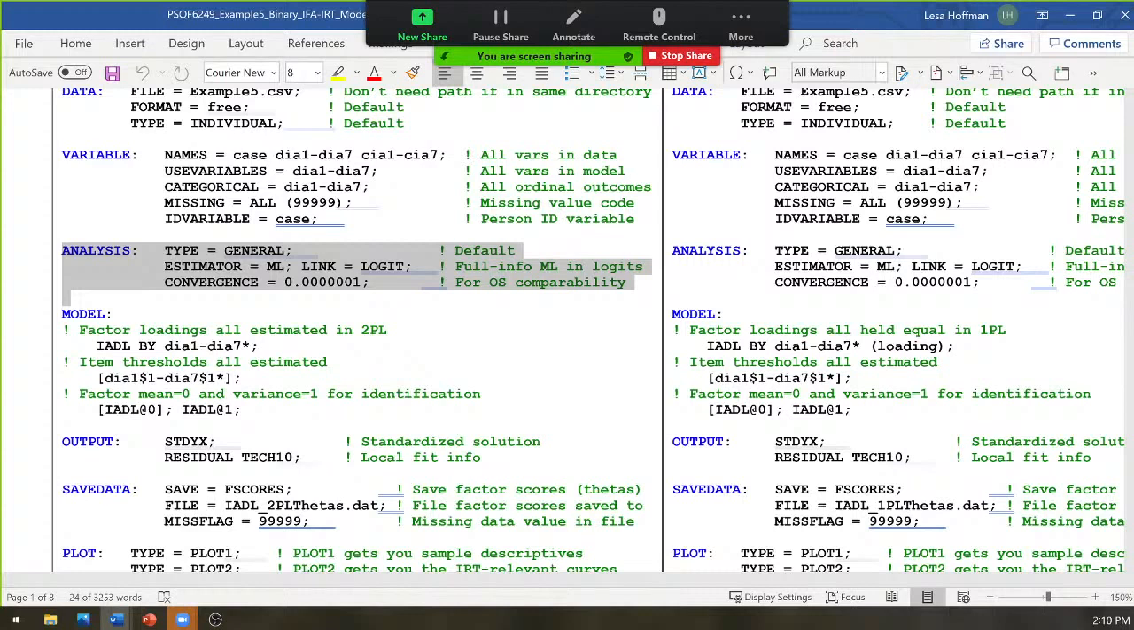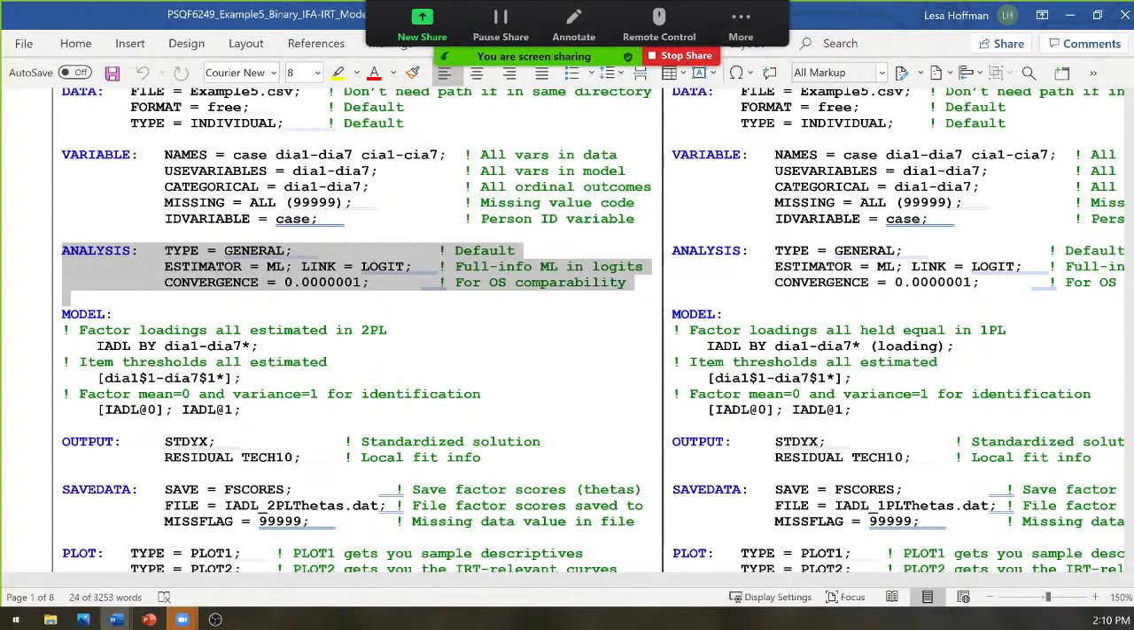Link equals logit is also a default, but I'm adding this here to make a point that you have a choice of logits or probits as you're scaling if you're estimating in maximum likelihood. Logits are easier to work with in that you can convert logits back into predicted probabilities very easily, as well as odds if you want to do that.